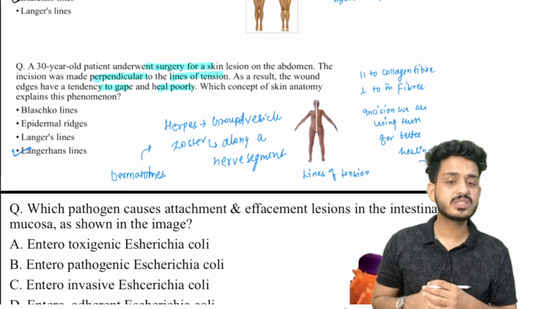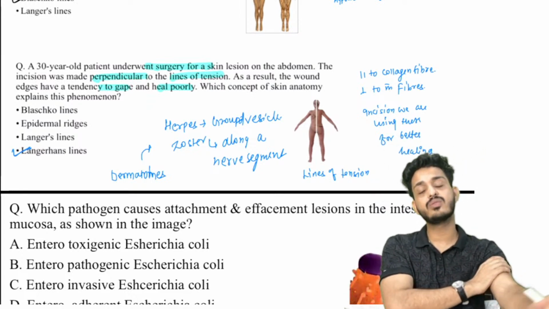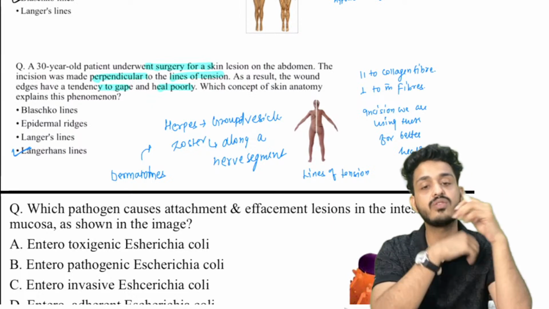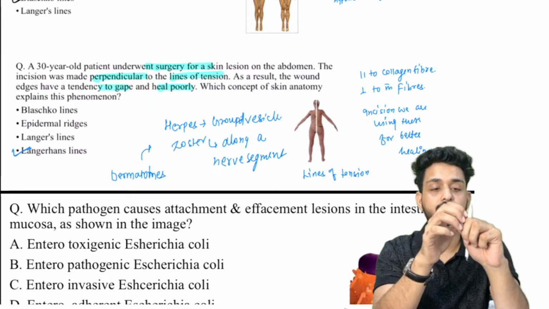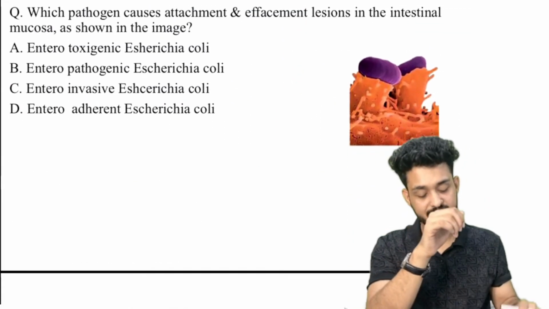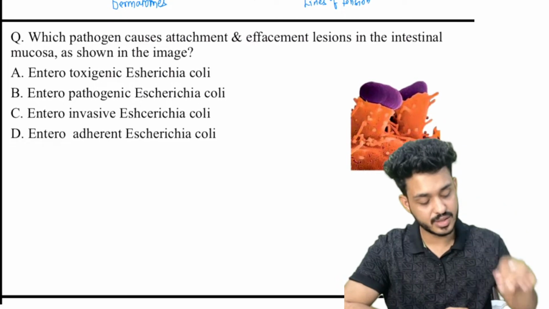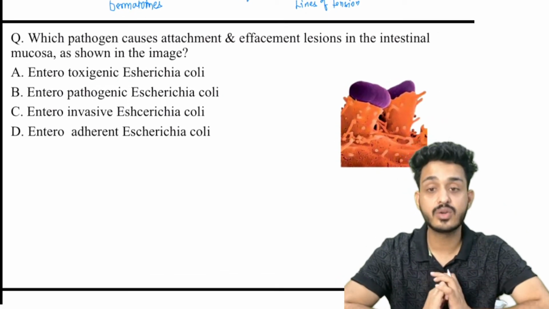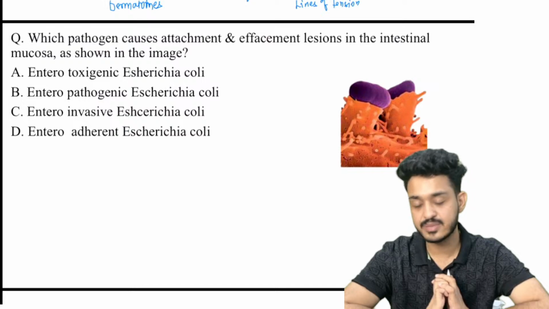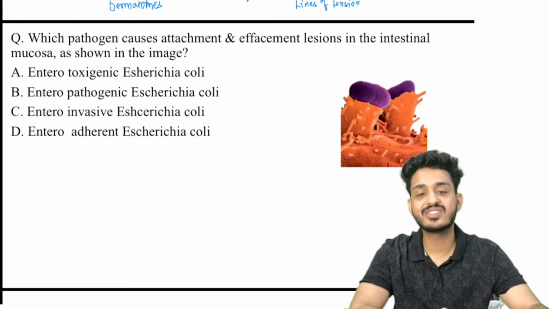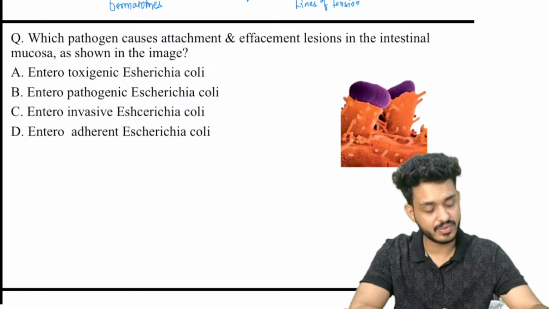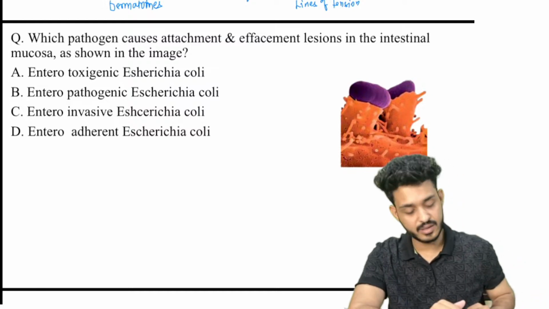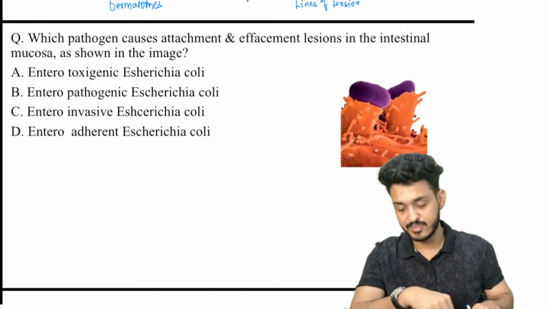Can anyone tell me how much acyclovir we are giving in patients of herpes zoster? Next, try to solve this particular question. Which pathogen causes the attachment and effacement type of lesion in the intestinal mucosa? Which of the following will cause attachment and effacement type of lesion in the intestinal mucosa? First of all, very good Meher, that is 800 mg.